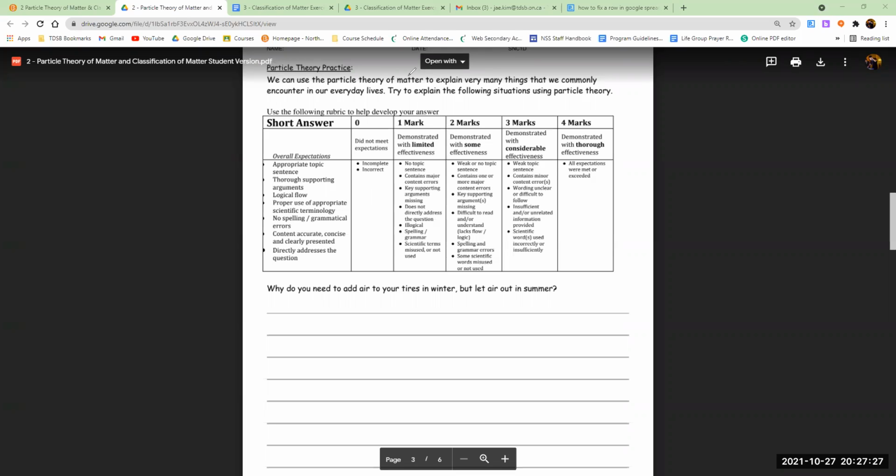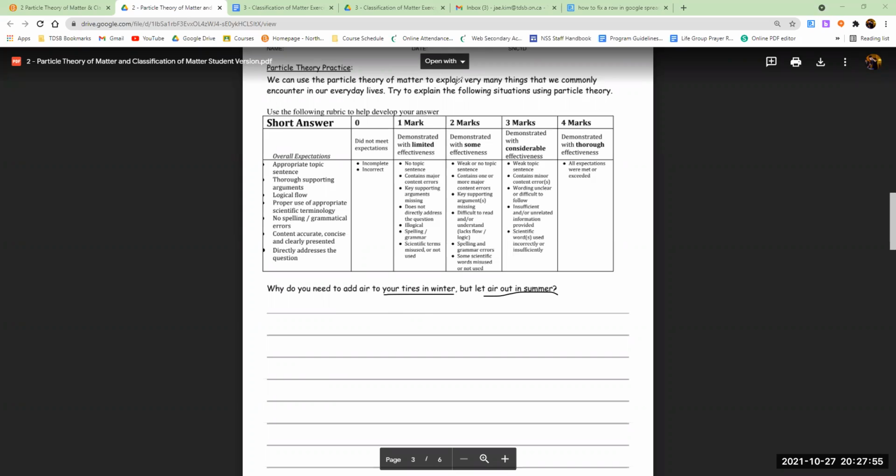So we got some practice. Here's an example. Why do you need to add air to your tires in the winter, but let air out during the summer? Explain this using particle theory. Some people will say, oh, air gets hot, so it expands. That's why it's going to blow out the tire, so you need to let it out in the summer. And when air gets cold, it contracts, so you have to put more air in to keep the tire inflated in winter.